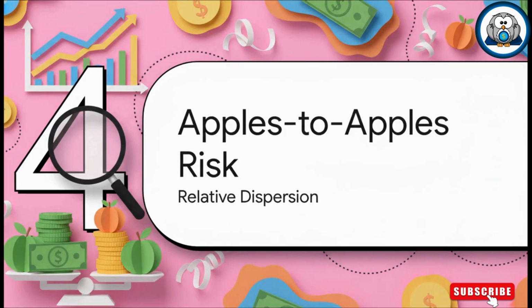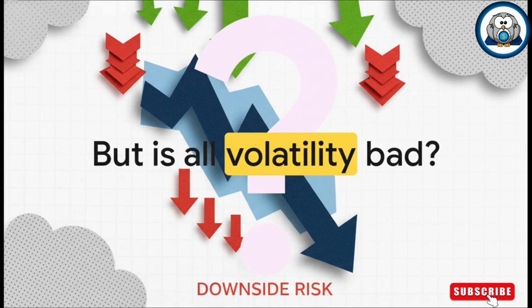And here we go, Section 4, Comparing Apples to Apples Risk. This is the grand finale, folks. This is the tool that's going to bring everything we've learned together and finally let us answer that question we started with. Which fund is actually better? But let's stop for a second and ask a really important question. Is all volatility bad? I mean, think about it. Nobody ever complains when their investment unexpectedly shoots up, right? What we as investors really, truly care about is downside risk, the danger of our returns falling below some target. And you should know there are specific measures, like downside deviation, that focus only on that negative volatility.